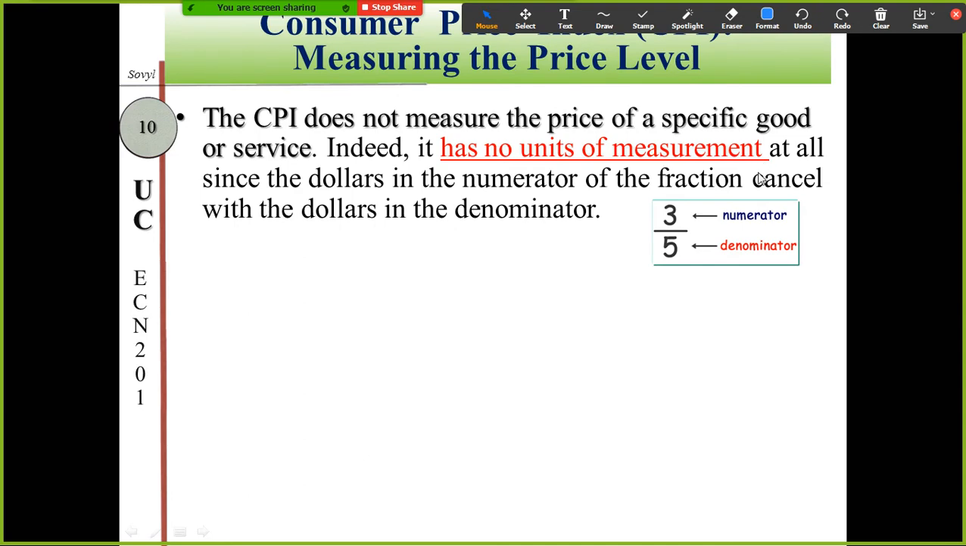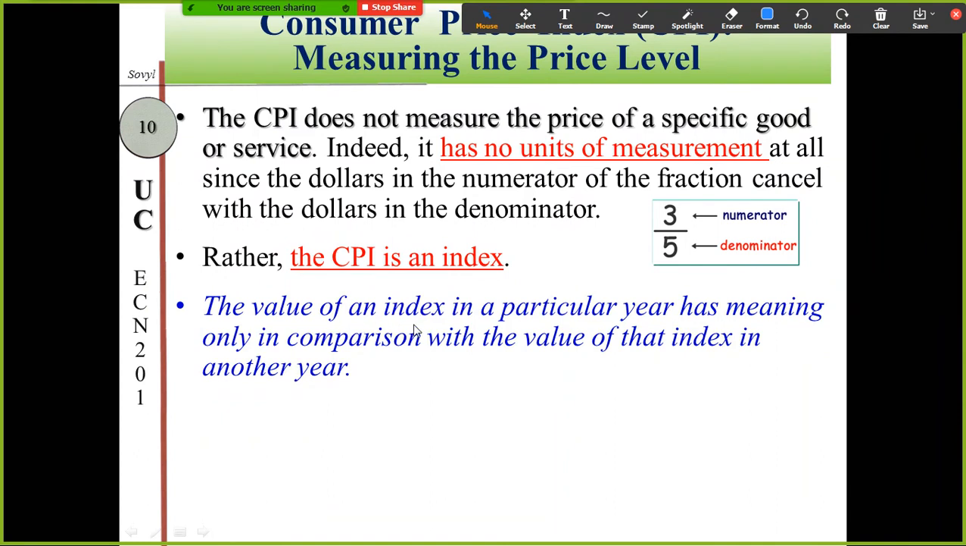So the CPI is an index. That's why it's a number with no units: no kilogram, no percentage, no ton, no kilometer, no liter. In order to compute CPI, we have the dollar up here and the dollar down here. Dollar in the numerator, dollar in the denominator, so we can cancel it. Rather, CPI is an index, a number with no unit.